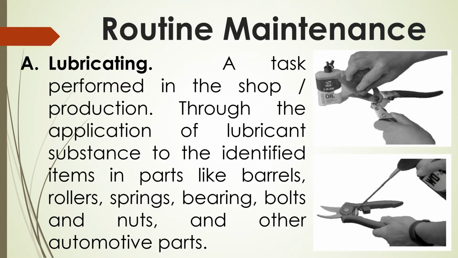An example of routine maintenance is lubricating, a task performed in the shop or production, through the application of lubricant substance to the identified items in parts like barrels, rollers, springs, bearings, bolts and nuts, and other automotive parts.